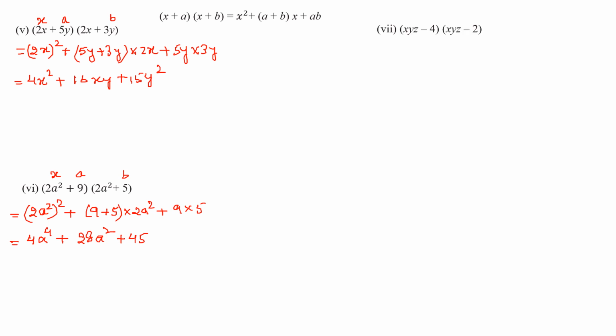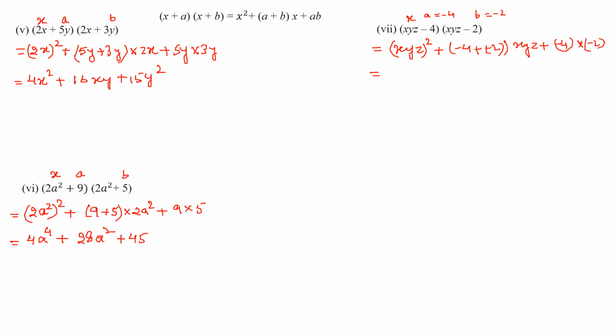Now the seventh question, xyz minus 4 multiplied by xyz minus 2. So this is your x, your a is minus 4 and your b is minus 2. So use the identity. x square means xyz whole square, plus a plus b means minus 4 plus minus 2 whole times x, which is xyz, plus a into b means minus 4 into minus 2.